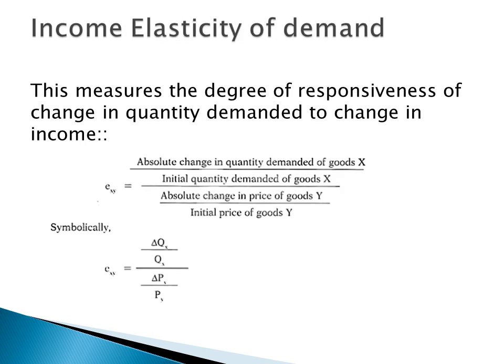Income elasticity of demand. This measures the degree of responsiveness of change in quantity demanded to change in income. Using the percentage method, it can be expressed as Q2 minus Q1 over Q1, everything over Y2 minus Y1 over Y1, where the Y2 is the new income and the Y1 is the old income. And the Q2 is the new quantity and the Q1 is the old quantity. So when you are given figures and from the note you have also been given, you can use that simple method to estimate income elasticity of demand.